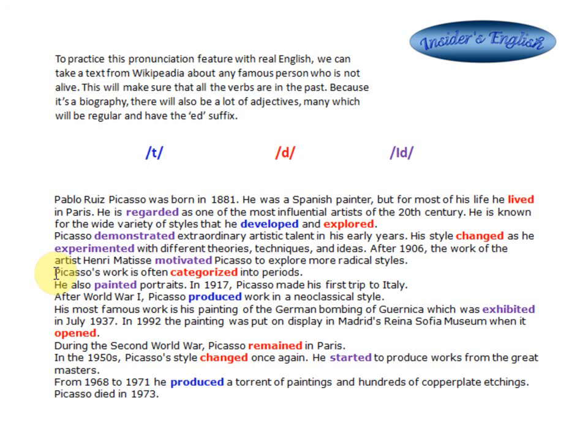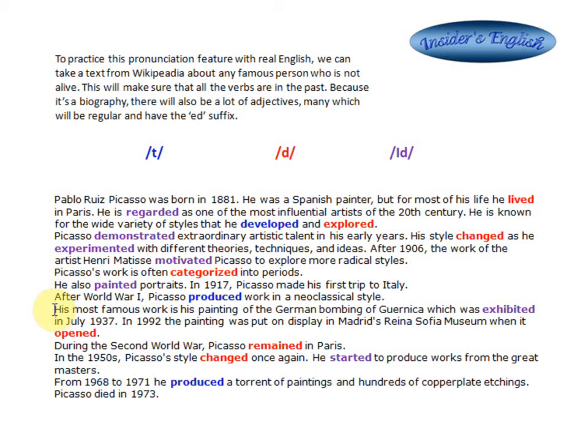Now I will read the next 3 sentences as they are short. Picasso's work is often categorized into periods. He also painted portraits. In 1917, Picasso made his first trip to Italy. After World War I, Picasso produced work in a neoclassical style. Again, pause the audio and practice those sentences.